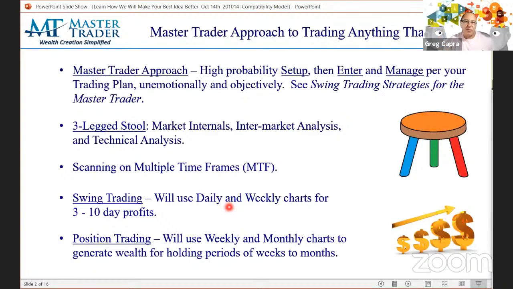So that three-legged stool puts the odds very much in our favor for swing trading and investing, and it can for intraday trading as well.